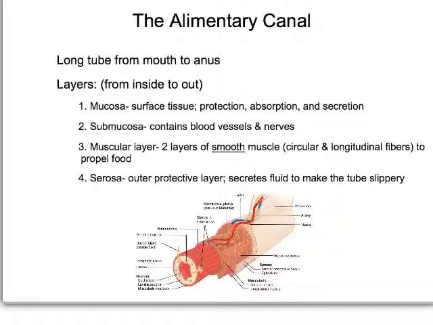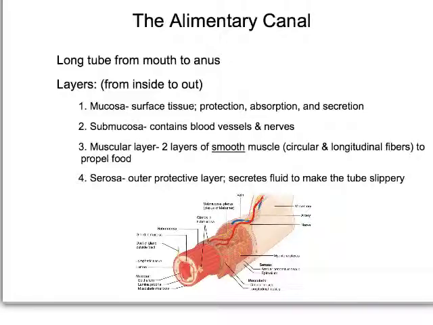And there's different layers in this alimentary canal. We have the mucosa, which is the surface tissue. It does surface protection, absorption, and secretion. So that's going to be on the innermost side.